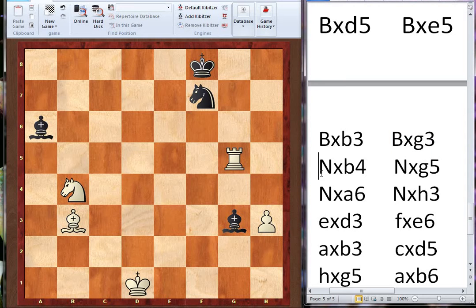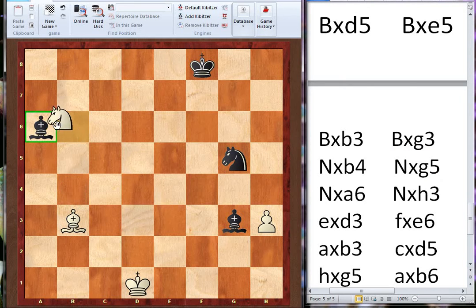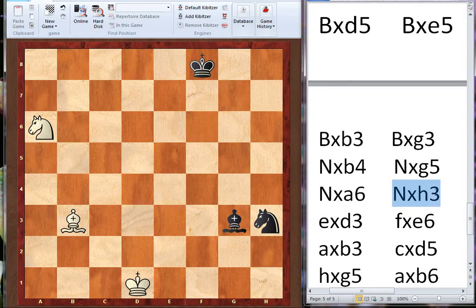So how will we write? What is the sign of knight? Capital N. So capital N into which square did we capture? B4. Capital N into G5. See, capital N into G5. White knight captured this bishop, so N into A6. Black knight captured this pawn, so it is N into H3.